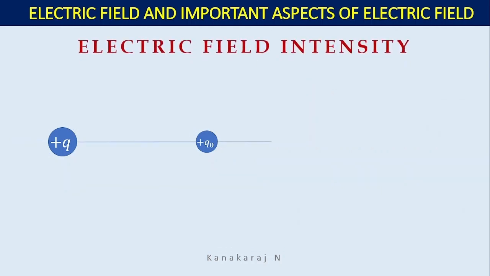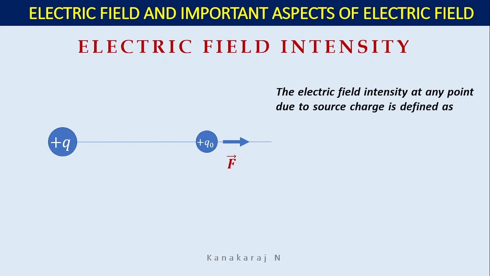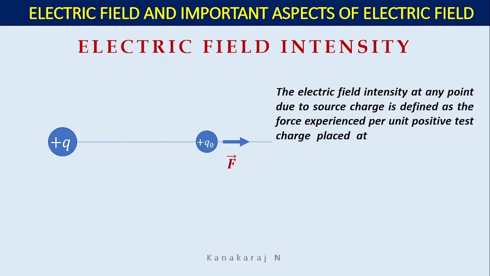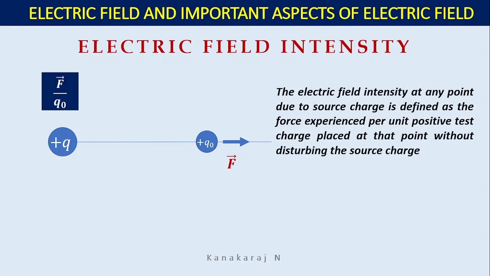Electric field intensity. There are two charges, plus Q and plus Q naught, placed at some distance away from each other. The plus Q naught experiences a force F vector due to plus Q. The electric field intensity at any point due to a source charge is defined as the force experienced per unit positive test charge placed at that point without disturbing the source charge.